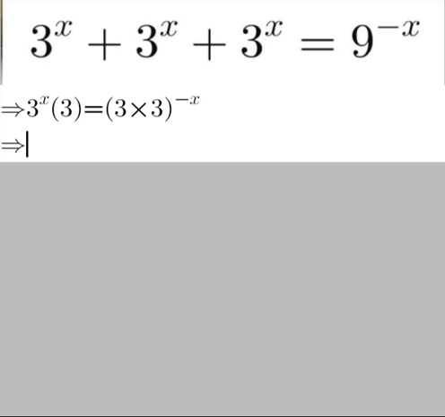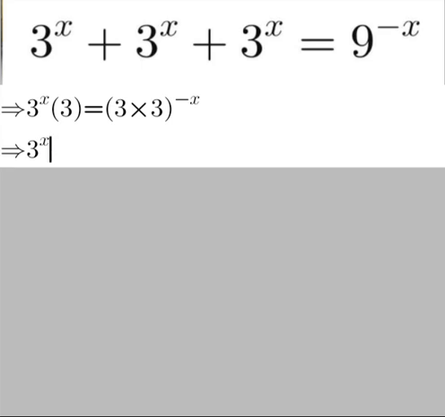So now next step, whenever we see this, we have 3 to the power of x times 3 is equal to 3 to the power of minus x times 3 to the power of minus x. The reason is because when two bases are multiplying, the same bases and the powers like that, the powers can be split into two individually.